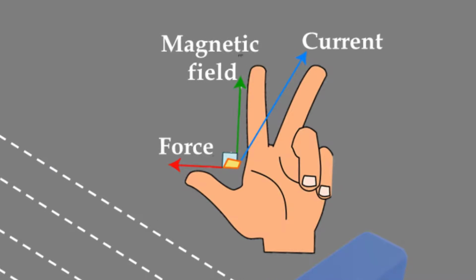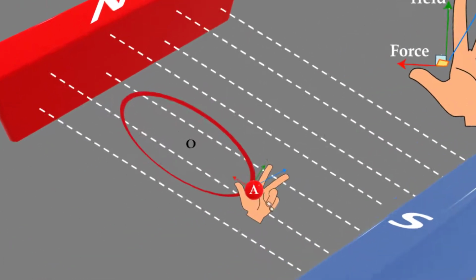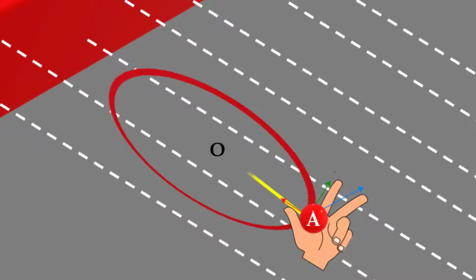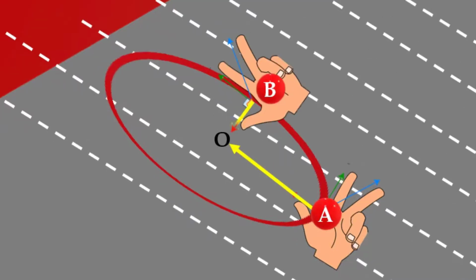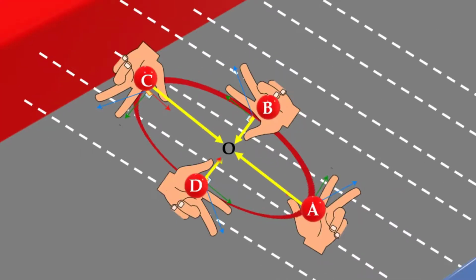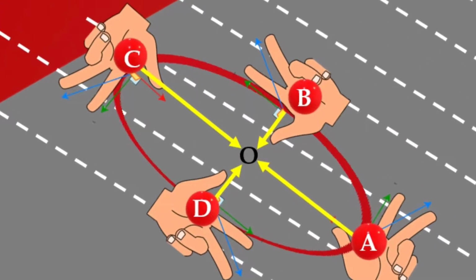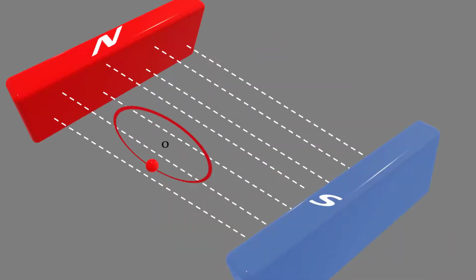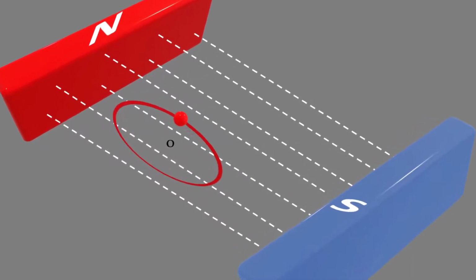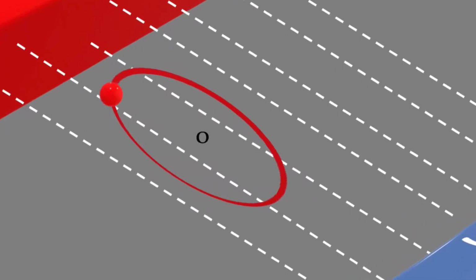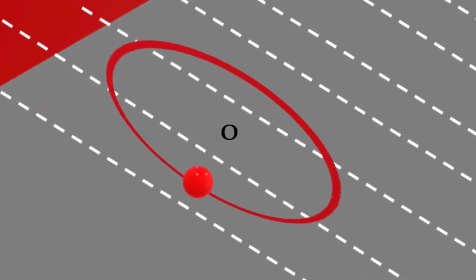Applying Fleming's right-hand rule on the charged particle placed at A, the thumb represents the direction of the force. So, the charged particle experiences an inward force towards O at A. In the same way, the particle at B, C and D will also experience the same inward force towards O. So, the particle travels in a circular path with center O. Because of the velocity component which is perpendicular to the magnetic field, the particle will experience a circular path.